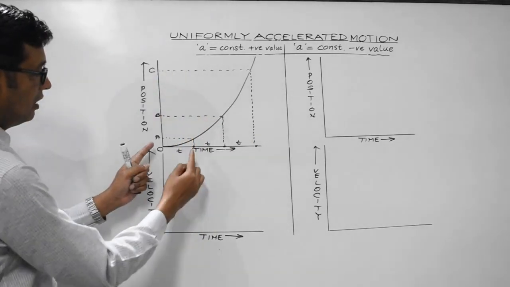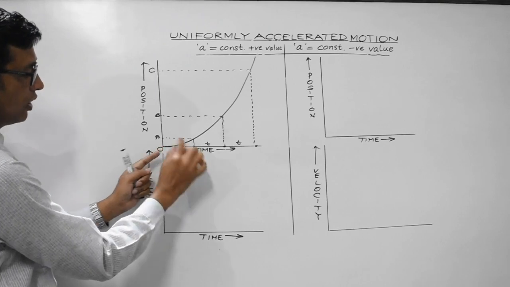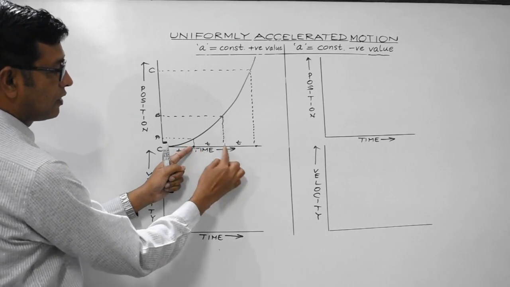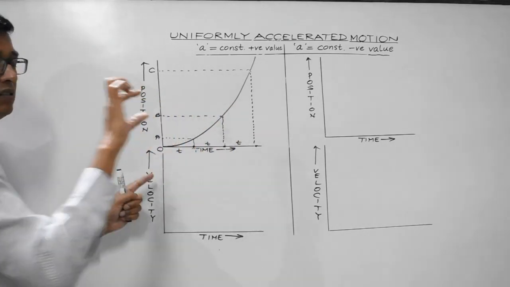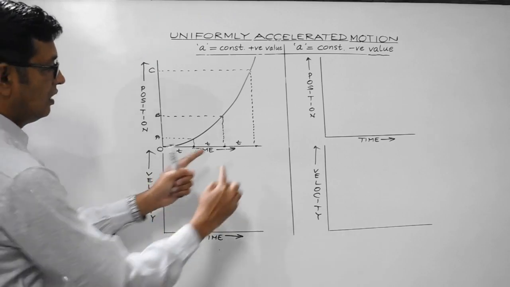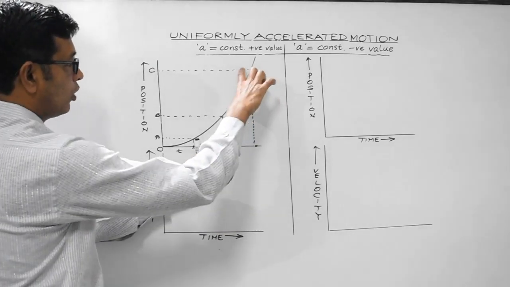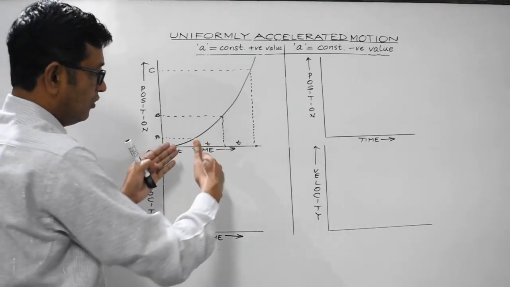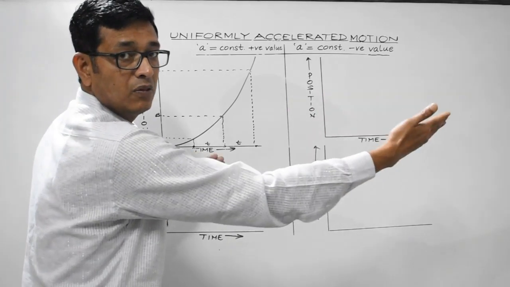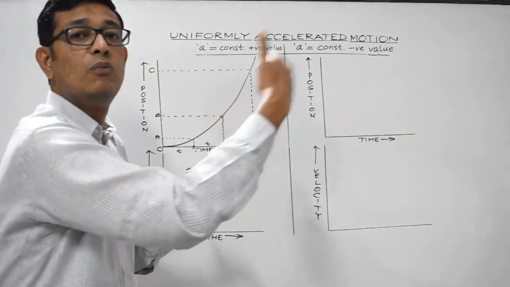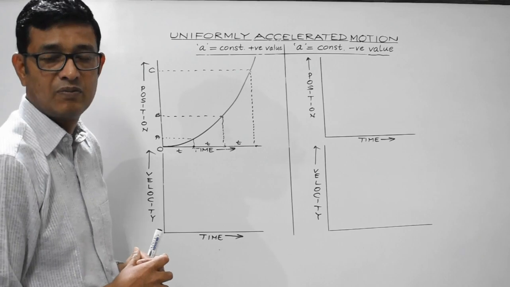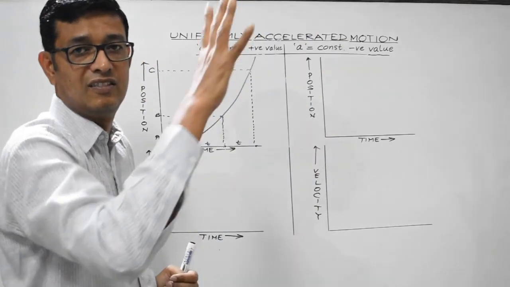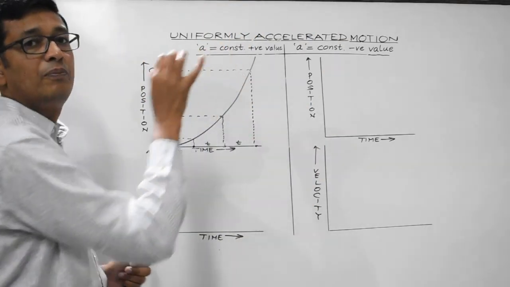Again I will explain. During the first time period, small t, the body has covered distance from O to A, the small one. In the next equal interval of time, the body has covered distance from A to B, much larger than the previous one. During the third equal interval of time, the body has covered distance BC. It is much larger. So what do you conclude? With the passage of equal intervals of time, the body tends to cover more and more displacement per unit time. And that is possible only when the velocity of the body is increasing, and then A will have positive value.